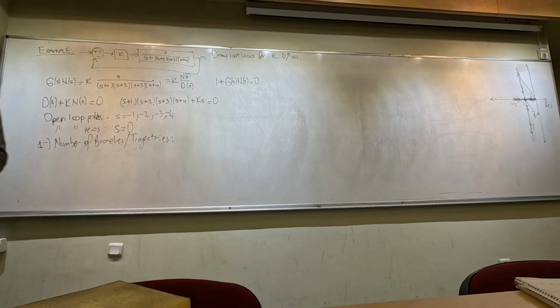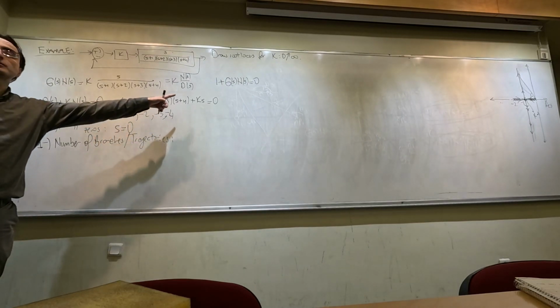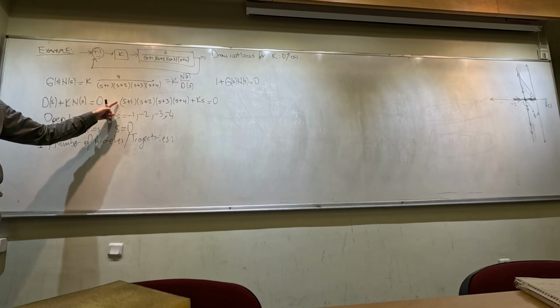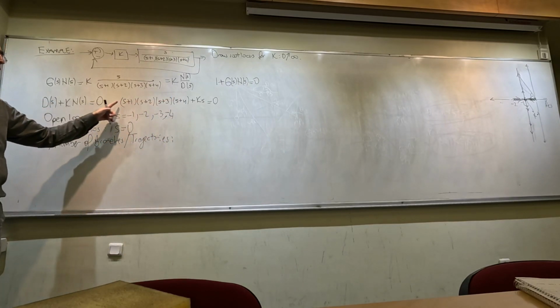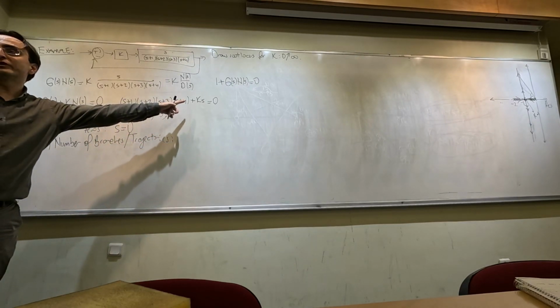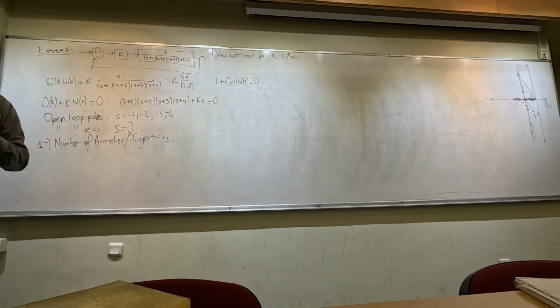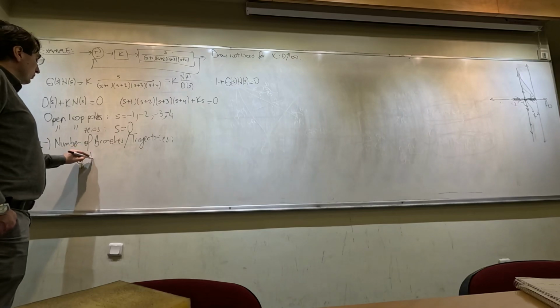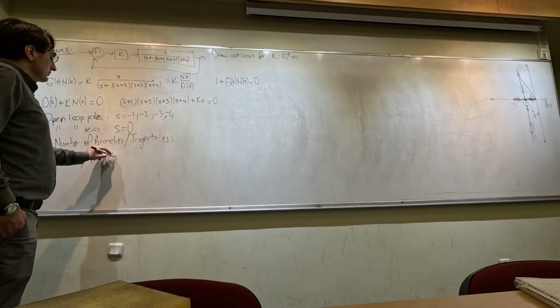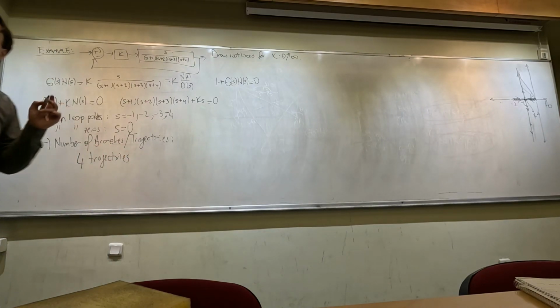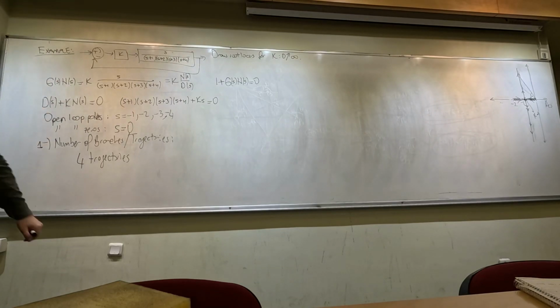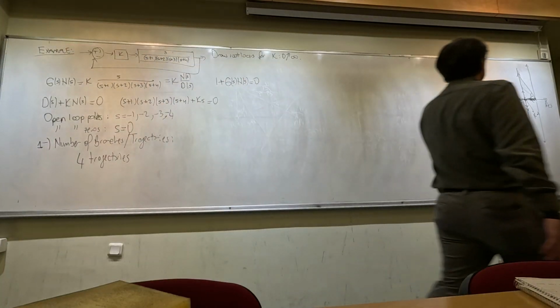How many closed loop poles does this system have? Its characteristic polynomial is given by this. For each k value, how many roots do we have for this system? 4. So in this case, we have 4 trajectories. This is the number of trajectories that we have to draw.